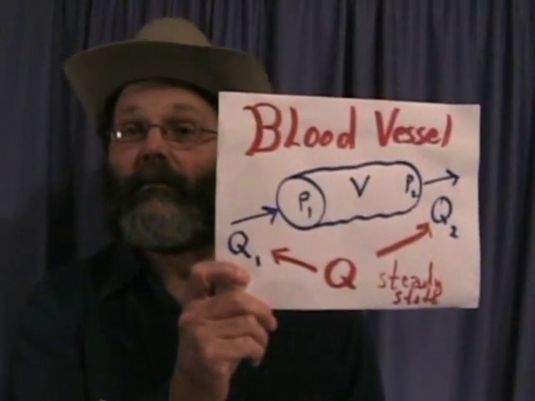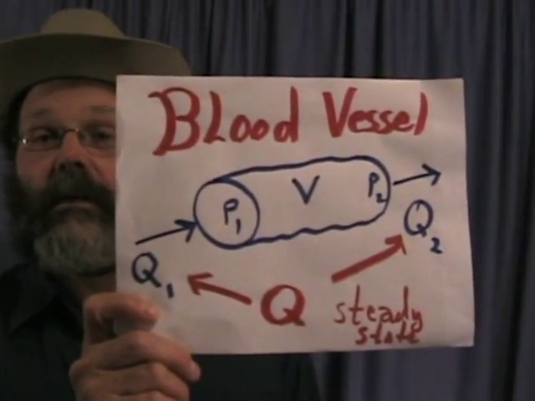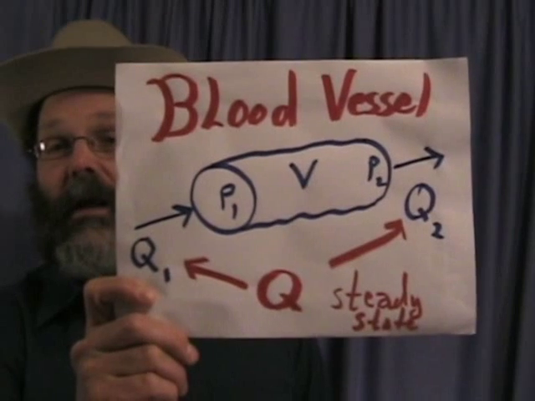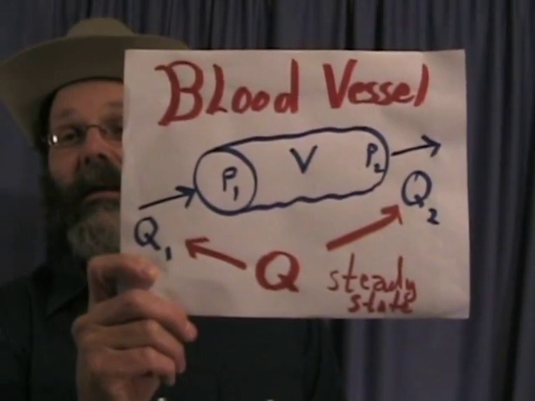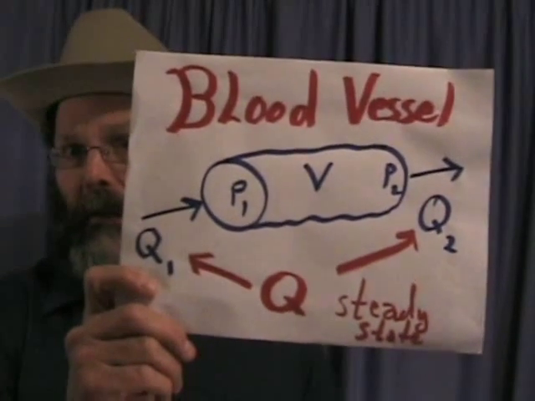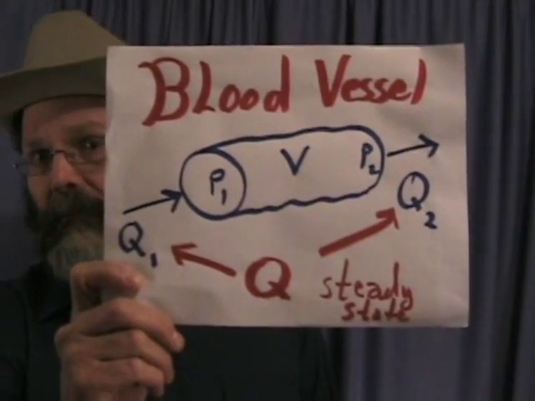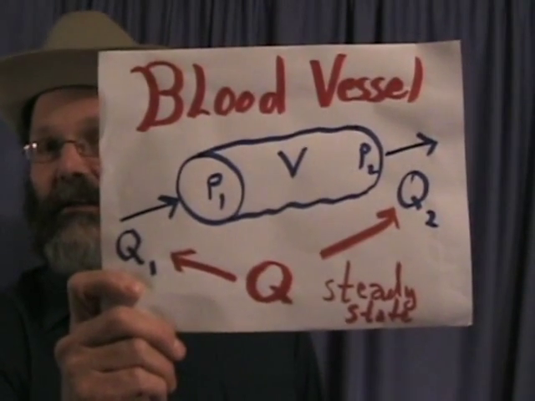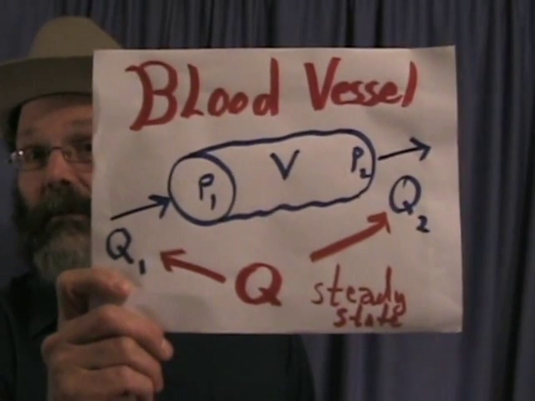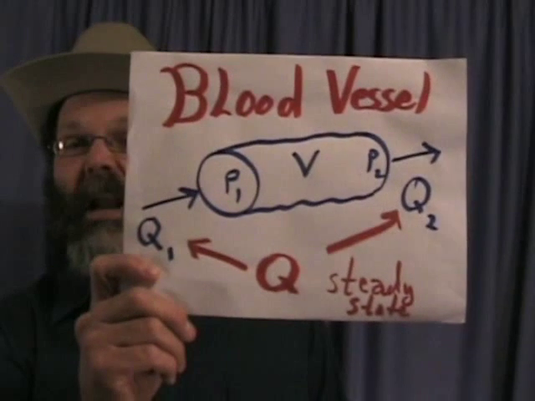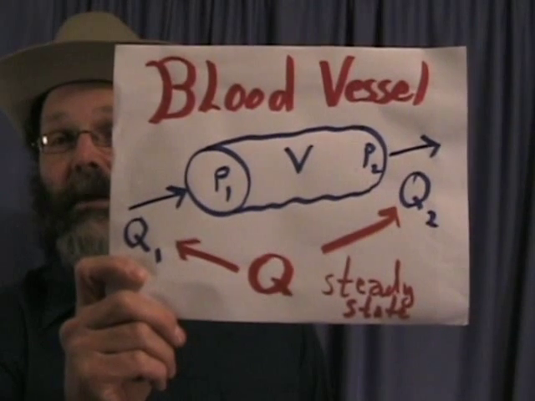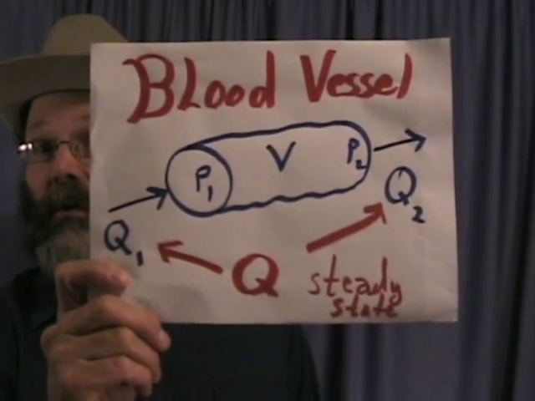So, let's begin. We look at a little chunk of a blood vessel. We have flow going in, Q1, and flow going out, Q2. But in a steady state, where we haven't stabbed somebody and we have blood rushing out of the system, in and out flows in a little piece of a vessel should be the same. So we'll just use a Q. So what happens? We have pressure at one end and pressure at the other, P1 and P2, and a volume in the middle.